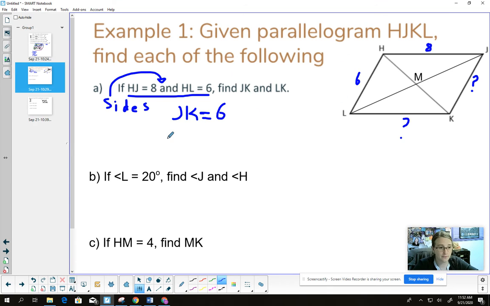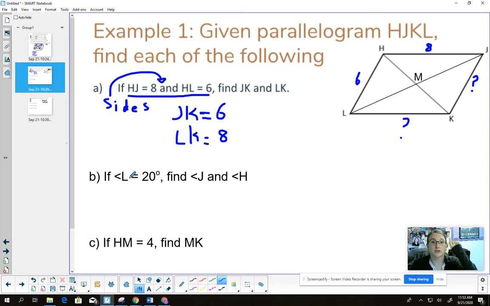Exact same thing with HJ. HJ is 8, and I want to find LK. Well, those are opposite sides, so they're congruent. They're equal. So what should LK equal? 8. Opposite sides are congruent. 8, 8, 6, 6. Let's try the next one.